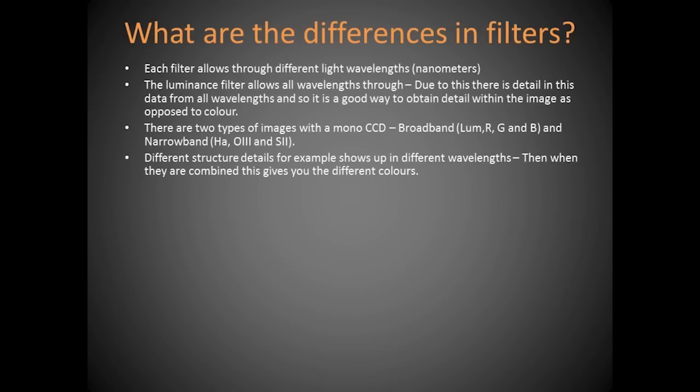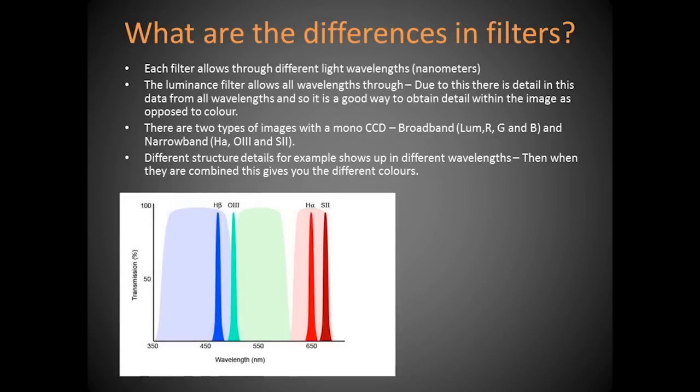So here are the differences in filters, as I mentioned. The luminance filter allows all wavelengths through, so basically you use that as your detail. Imagine, if you can, that you're painting and you gather your red, green and blue data and you make a base, I call it a base layer, like a colour wash if you like, and then you add your luminance data on top of that, and it puts the detail into the colour. So you have your base layer, which is your colour, and then your luminance on top gives you the detail within that colour.